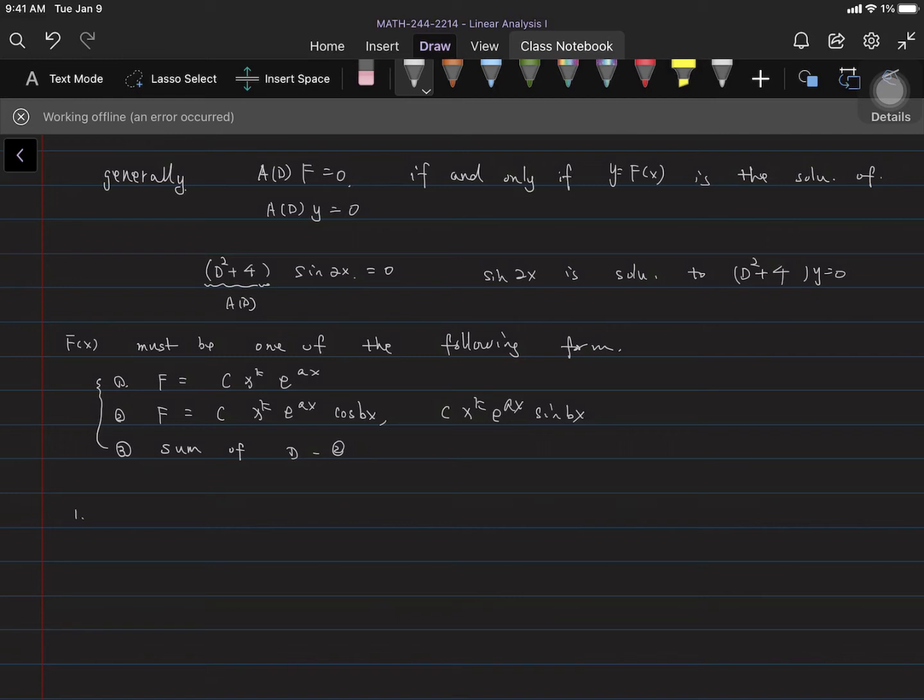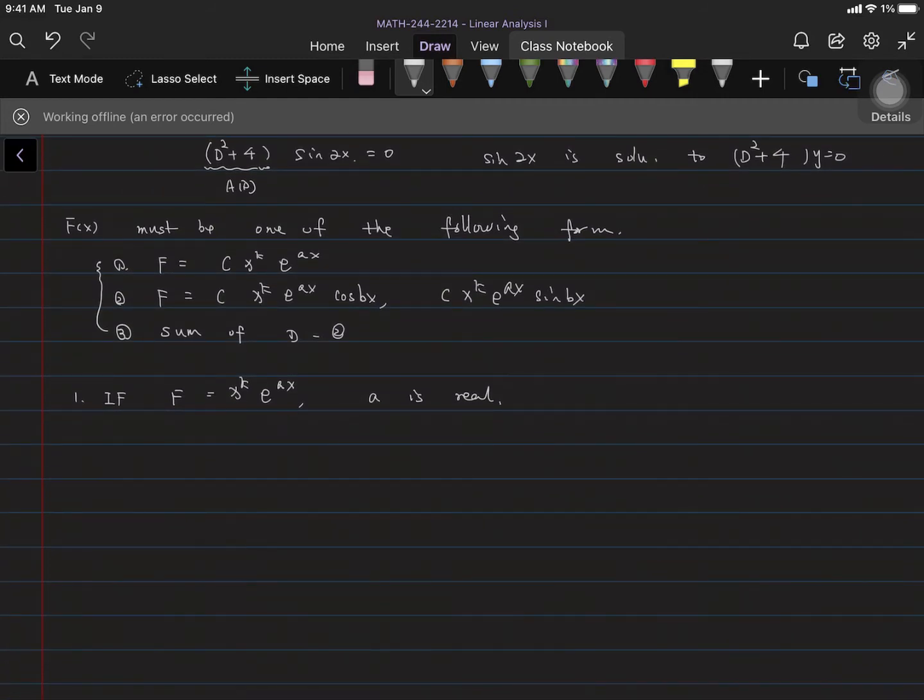So let's see. If f equals this one, x to the k e to the ax, where a is a real number, then what is our A(D)? We know if k equals 0, if there's no such term, that means D minus a can make this into 0, right? But we have x to the k as a product, so that means here we should have multiplicity with some power. So what's the power of that? That should be k plus 1.